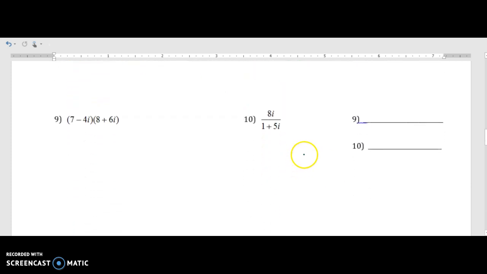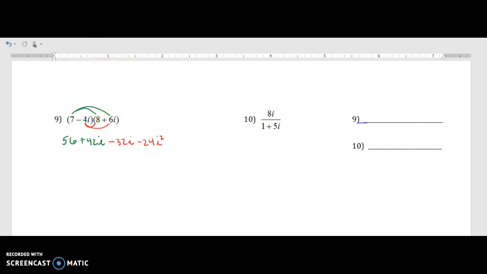Now, number 9, when we FOIL these complex numbers out, 7 times 8 is 56. 7 times 6i is going to give you plus 42i. And now I'm going to distribute the negative 4i. So negative 4i times 8 is minus 32i. And then negative 4 times 6i is minus 24i squared.